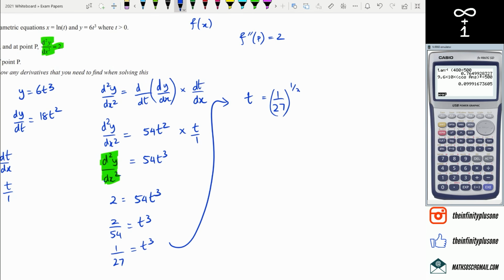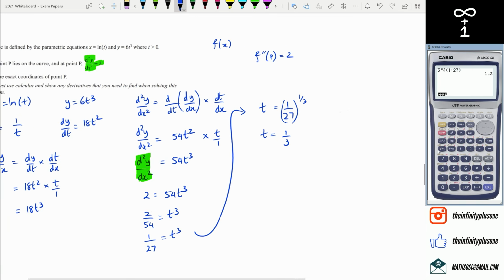And I guess this is where you go, okay, rather than putting this in the calculator, which you can if you want to, it'll still be the same thing. So I'm looking for the third root, shift that of 1 over 27. And it's giving me 0.33, so you can see it's 1 over 3. So t is equal to 1 over 3.